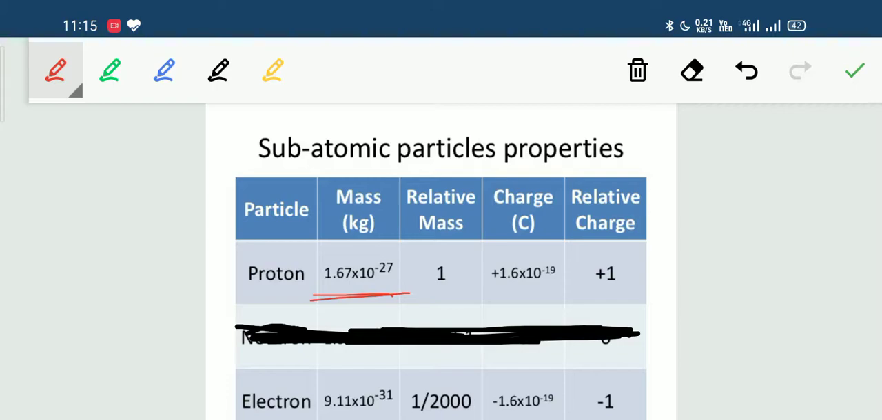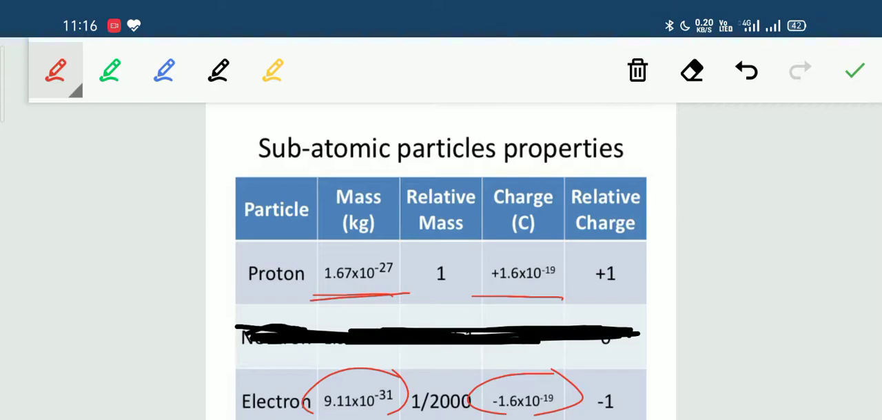Similarly, mass of electron in kg is 9.1 into 10 raised to minus 31 kg, and the absolute charge of proton is plus 1.6 into 10 raised to minus 19 coulomb, and for electron it will be minus 1.6 into 10 raised to minus 19 coulomb.